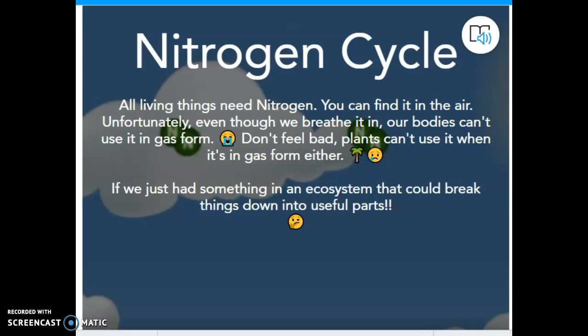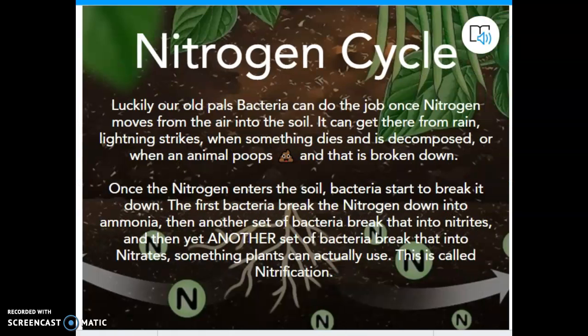It's in the air. We breathe it in. We just can't use it in that fashion. We actually breathe it in and then breathe it back out. Don't feel bad. Plants can't do it either. We need something that breaks things down into useful parts. You might see that little thinking emoji down there. We have something in the environment, in the ecosystems, that breaks things down. We've typically said it breaks down dead things, but it also breaks down other things as well. And if you're thinking decomposers or even bacteria, you are correct.